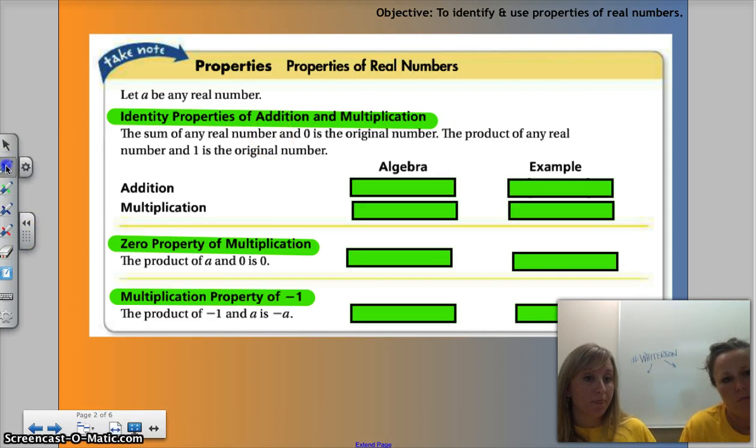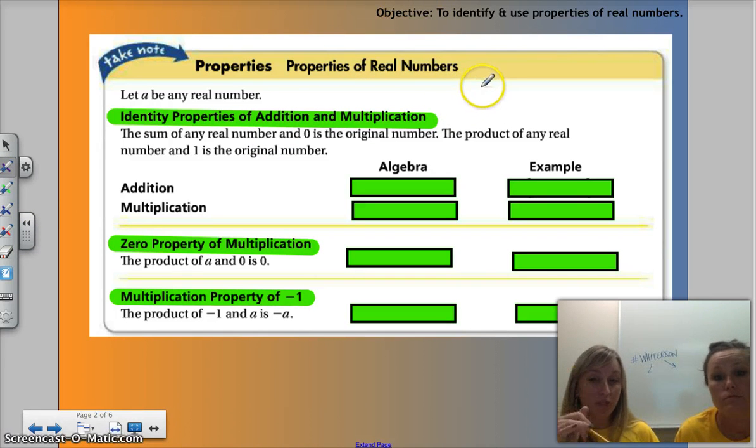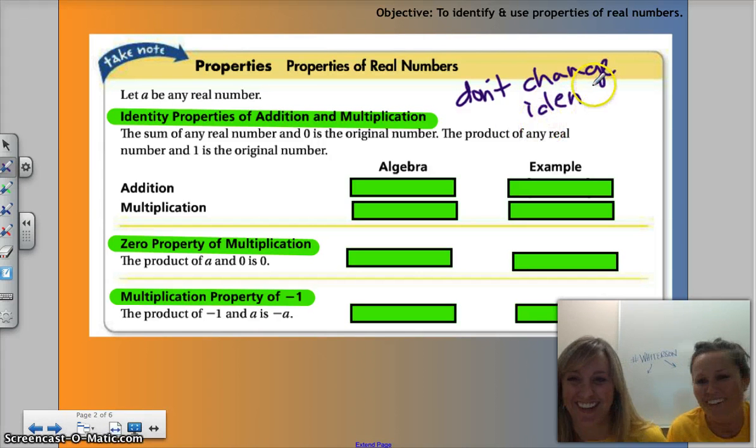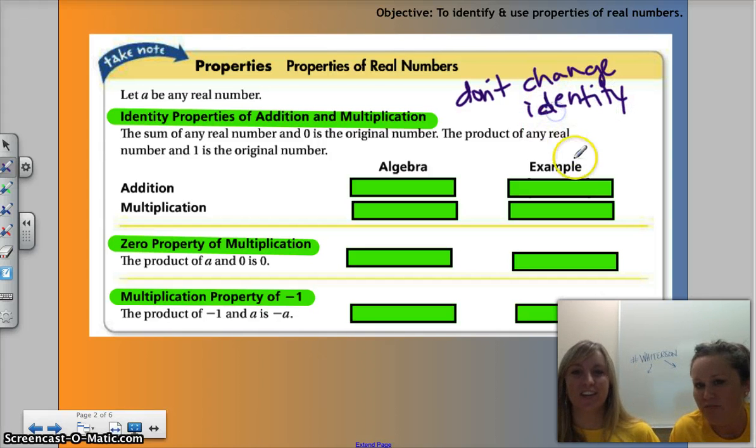Sorry, my pen was going nuts. So with the identity property, the number goes in as one thing, it comes out the same thing. Okay? So it keeps its identity. It doesn't change. And that looks like that's a D. There you go. Got it. So we're not changing the identity of the number.